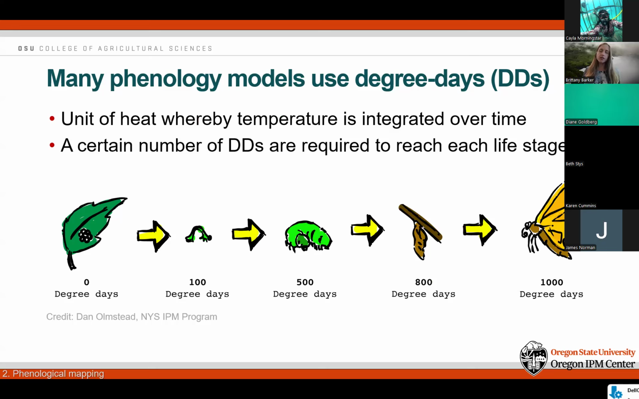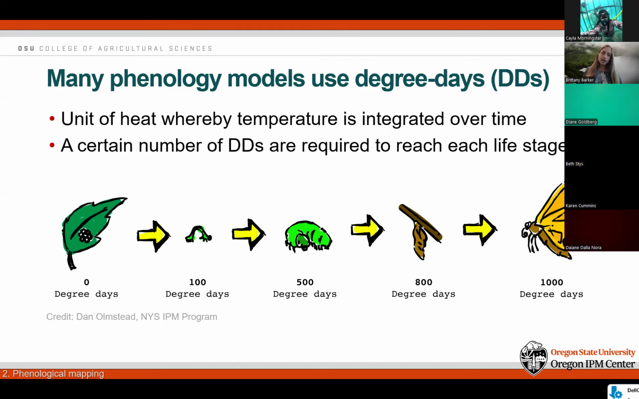So essentially, you are keeping track of heat accumulation over the time frame that you're modeling the species. Oftentimes, phenology models are run for the entire year, and so you're tracking degree day accumulations throughout the year. And a certain number of degree days are required to reach each life stage. If a species has a large range, there could be local adaptation in populations, so these numbers might vary somewhat, but in general, they'll be pretty similar within the species.